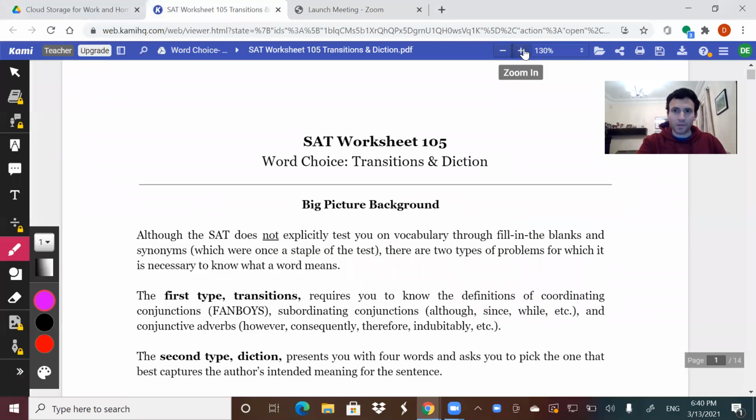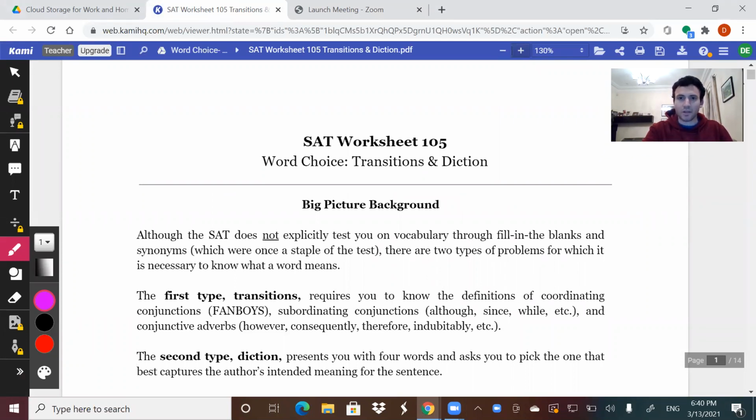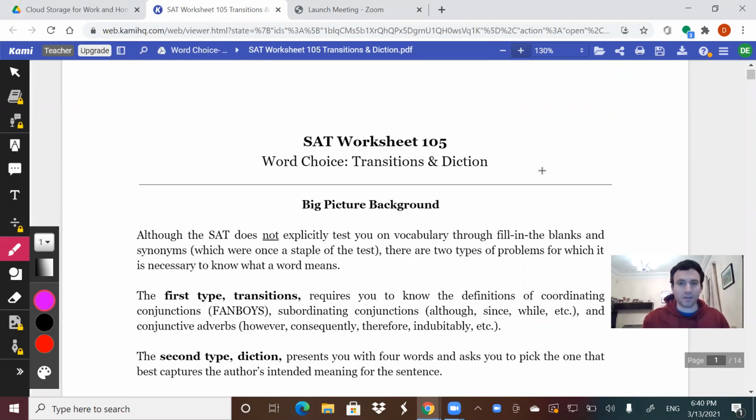Okay. Whether you're studying the SAT or ACT, welcome to Concept 105. I know it says SAT sheet here, but the concept's applicable to both tests. Interestingly, on both the SAT and ACT, the worksheets I've made, there are 10 for the SAT.